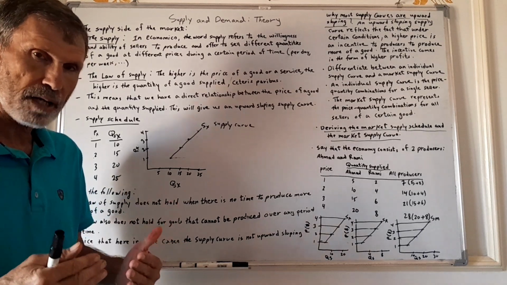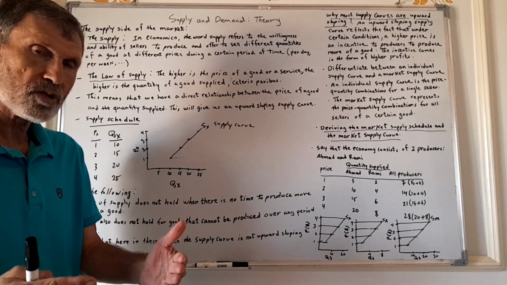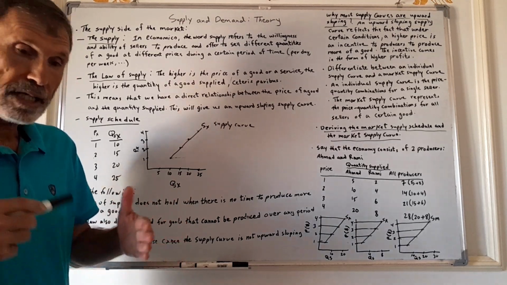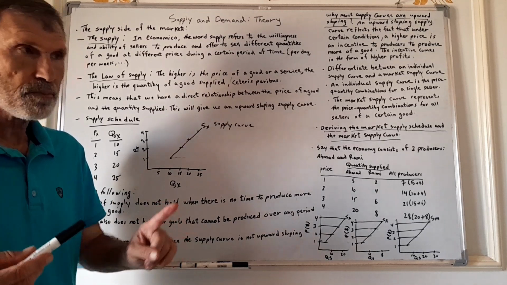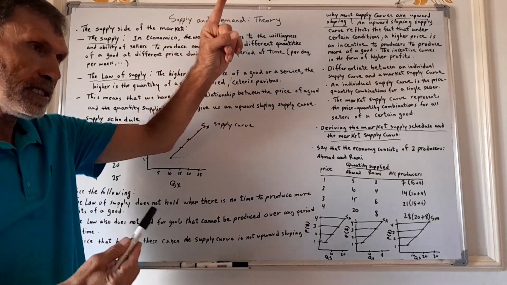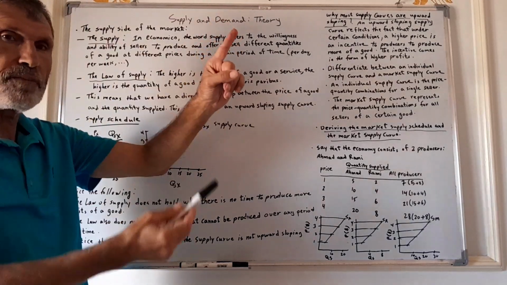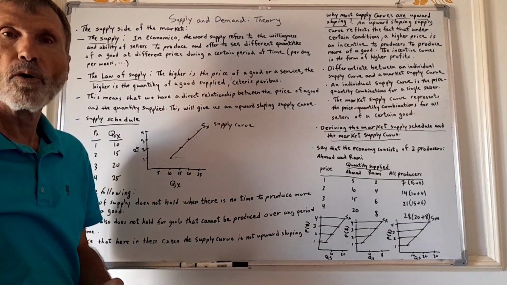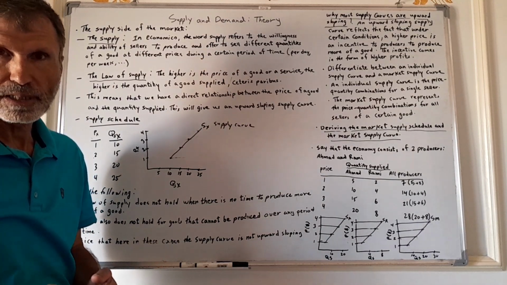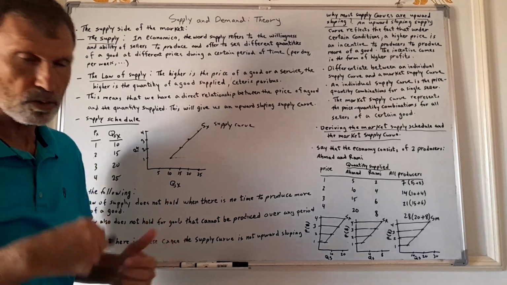When there is no time to produce more units of a good, it means the law of supply doesn't hold. The law of supply actually holds when the price goes up, the quantity supplied goes up. But in this case, the price of the ticket goes up, however, no more seats can be produced. Therefore, the law of supply in this case does not hold.